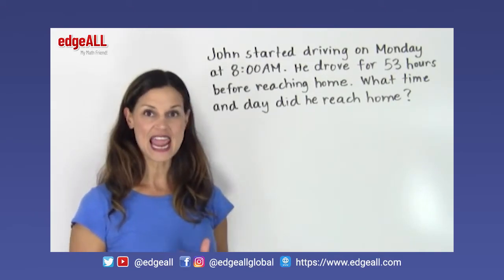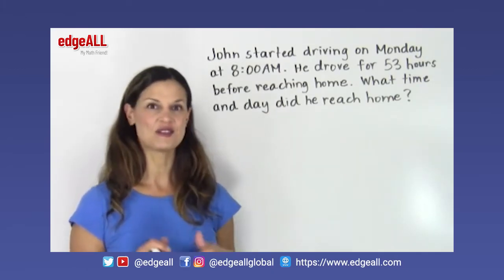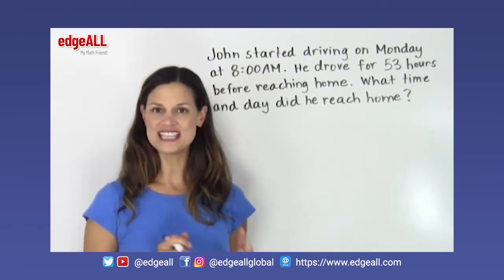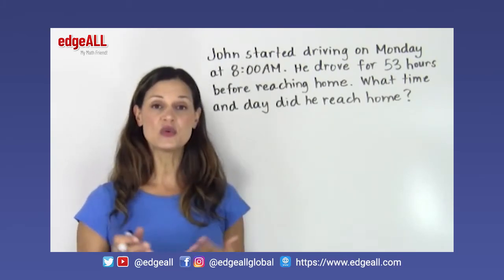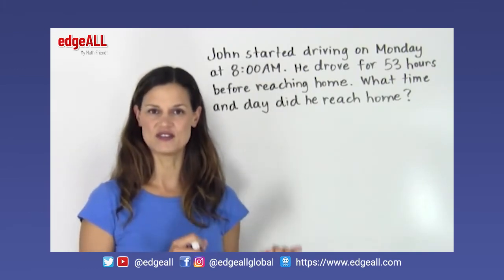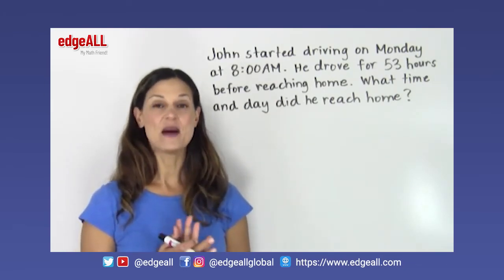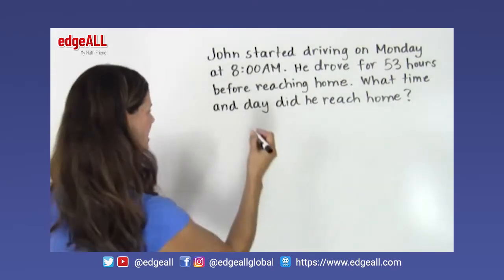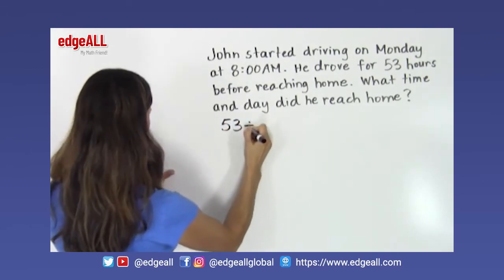Notice that it says 8 o'clock a.m., so we know he started his trip in the morning, and he drove for 53 hours. Since one full day equals 24 hours, we need to regroup the 53 hours in terms of days and hours first. So we're going to begin by dividing 53 by 24 and finding the quotient and remainder.